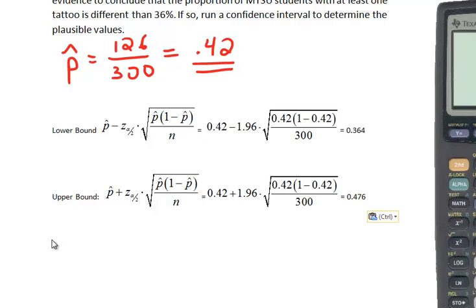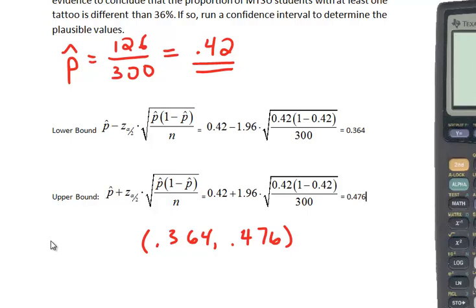So we would just write this as 0.364, comma, 0.476. So we are 95% confident that the true proportion of MTSU students, the population of MTSU students that have at least one tattoo, is between 0.364 and 0.476.